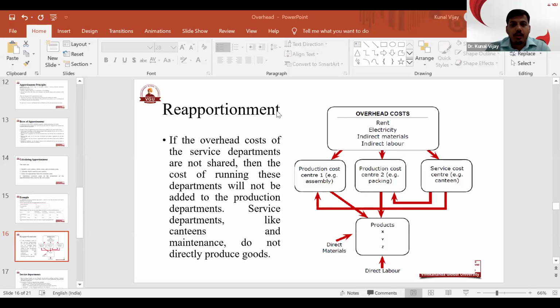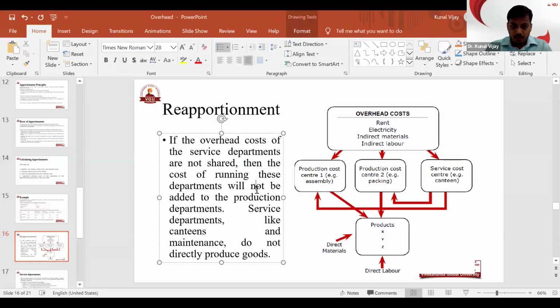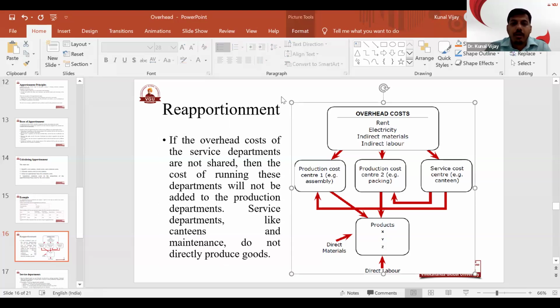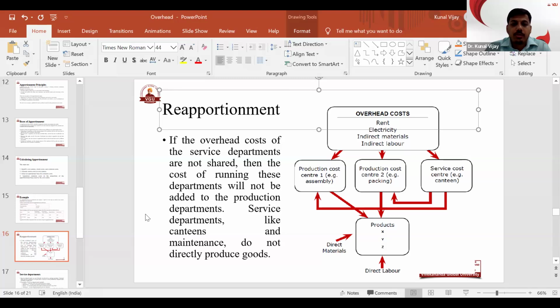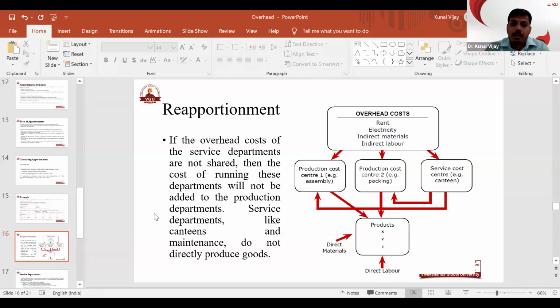So what will we do in reapportionment? As we have divided the amount between the A, B, maintenance and warehouse departments, in the next one we are going to divide our warehouse expenditure and maintenance department expenditure between the production cost centers. That is known as reapportionment. We will study that in the next class.